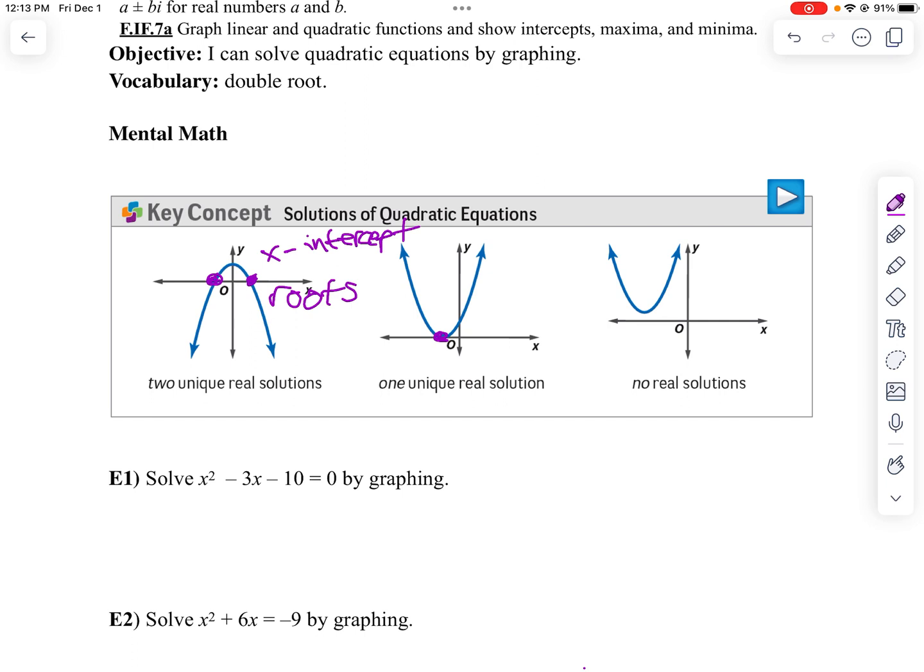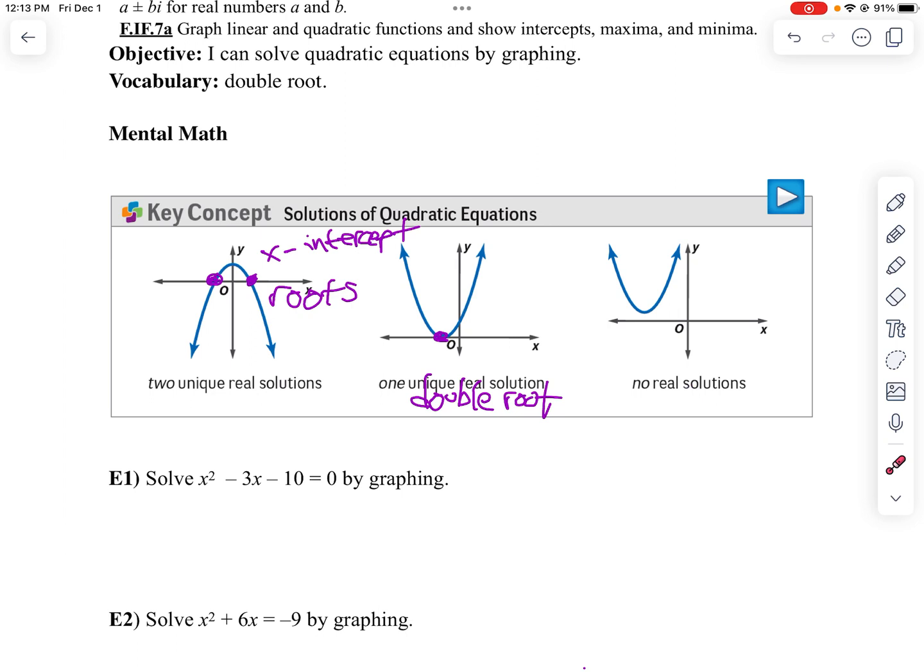So when you graph, you can have two answers, which, to tell you the truth, is most of the time what we get. You can have one answer. That one answer is called a double root, because actually it's crossing twice, but it's crossing at the same value twice. So we call that a double root. We just write it down once. If it doesn't cross the x-axis at all, then there is no solution. So that's why we say there's no solution when we graph it.